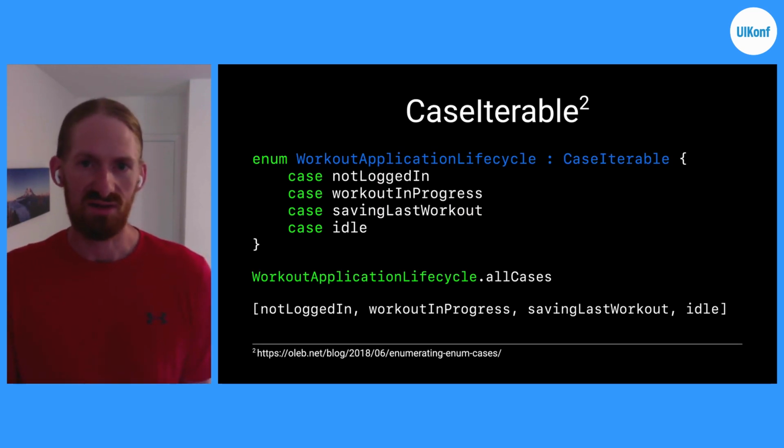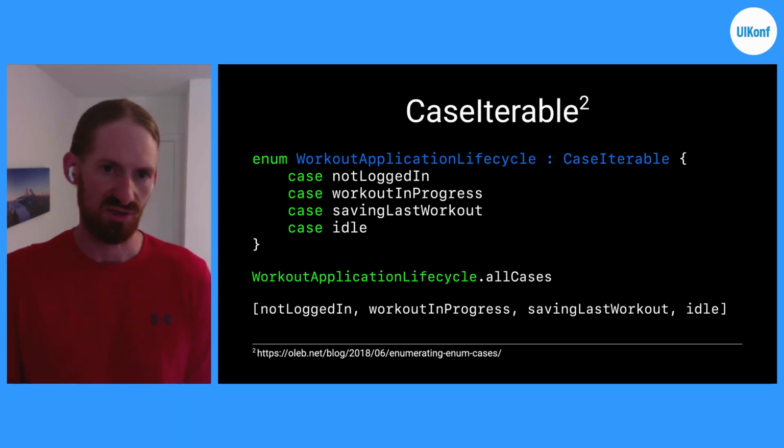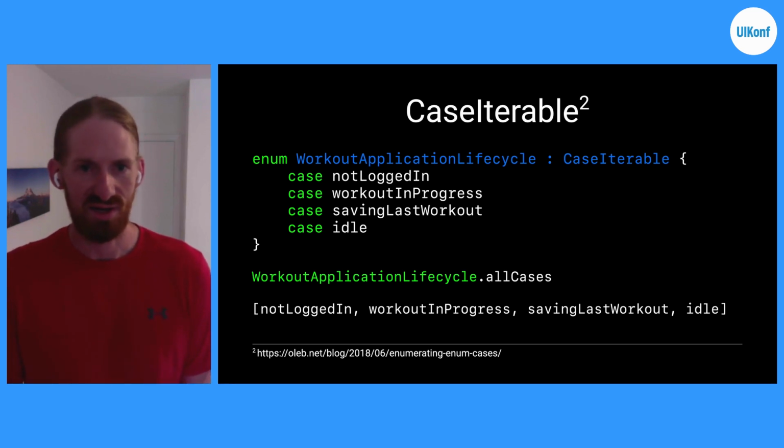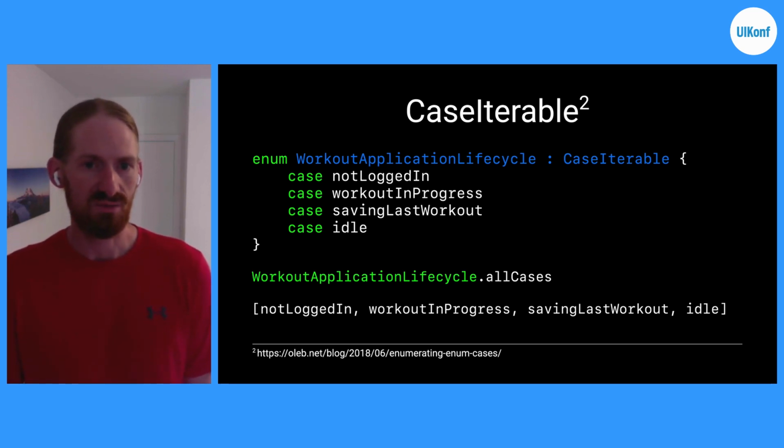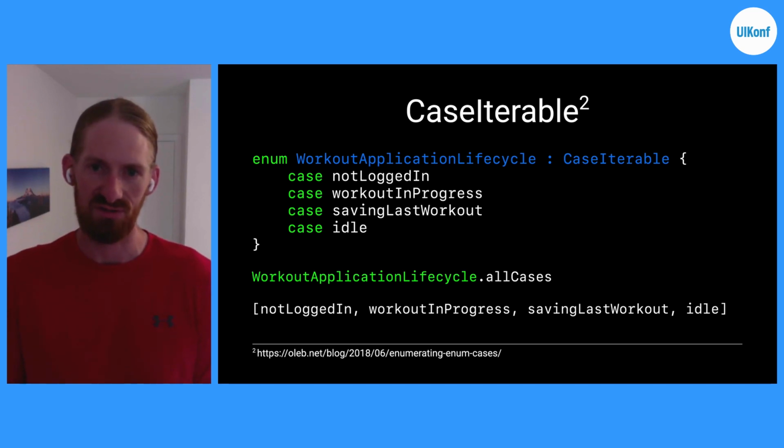If we need to iterate through all of an enum's cases, we can conform to the CaseIterable protocol. When we conform to CaseIterable, Swift automatically implements an allCases property for us and keeps it updated when we add or remove cases. One thing worth noting about CaseIterable is that we do need to conform to the protocol in the same file that our enum is defined, or it won't work.